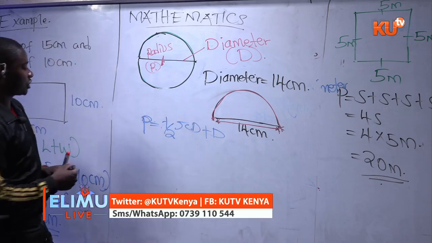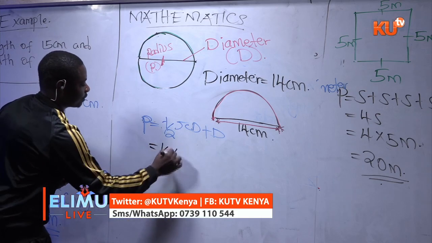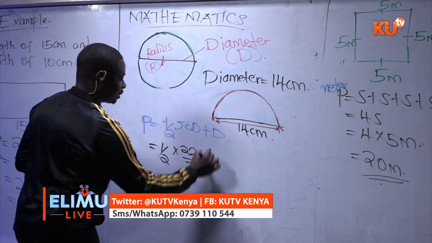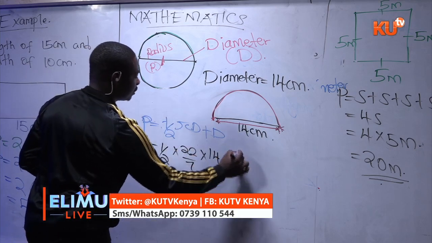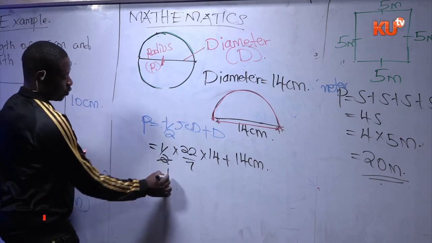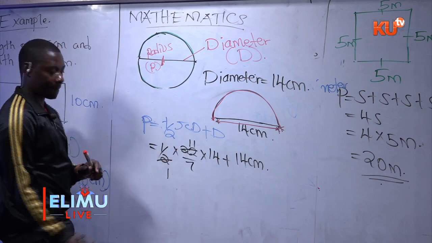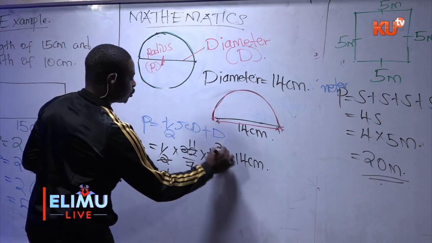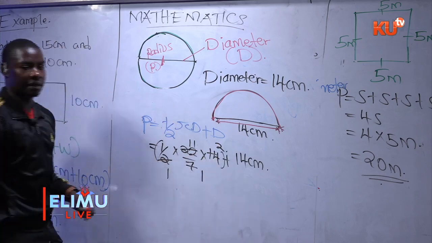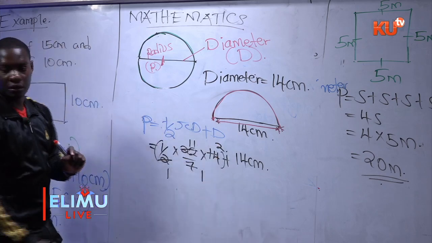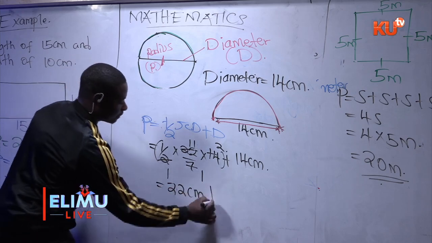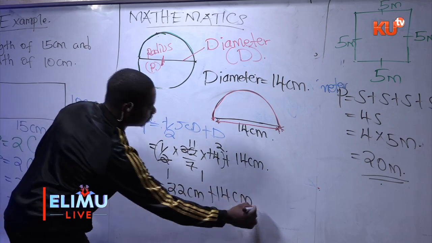So we can calculate. So it is a half times 22/7 times d, which is 14 centimeters, plus d, which is 14 centimeters. So we simplify 2, 1, 2, 11. 7, 1, 7, 2. So when we multiply this, we multiply first before we add. 11 times 2, that is 22. So we have 22 centimeters plus 14 centimeters.